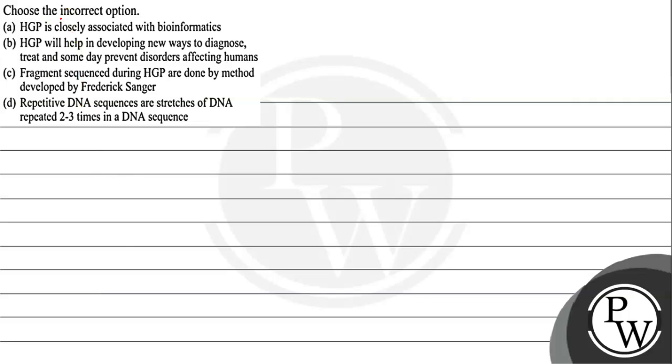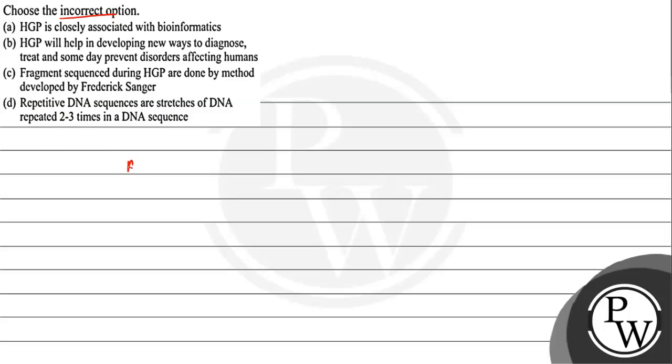The question says that we have to choose the incorrect option, and these are the statements. The first statement says HGP is closely associated with bioinformatics. The second statement says HGP will help in developing new ways to diagnose, treat, and someday prevent disorders affecting humans. The third statement is that fragment sequencing during HGP is done by the method developed by Frederick Sanger. The fourth says repetitive DNA sequences are stretches of DNA repeated 2 to 3 times in a DNA sequence.